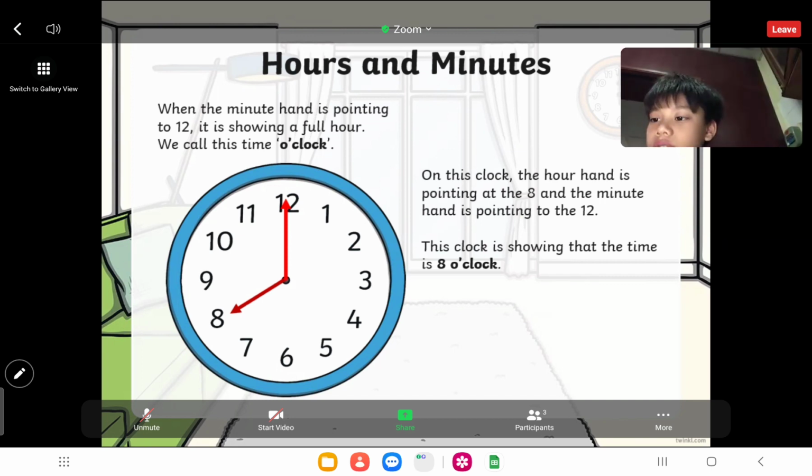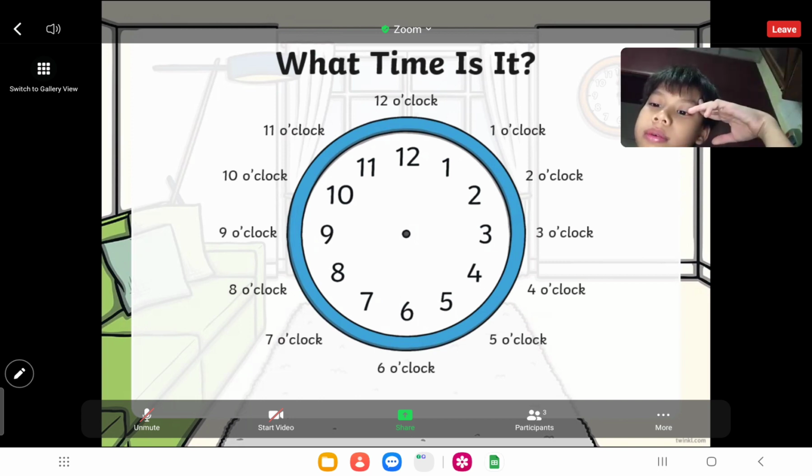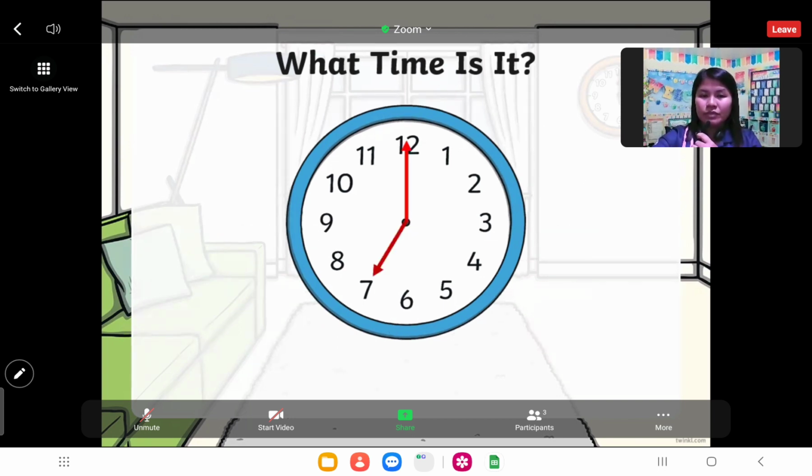Yes. Okay. All right. What time is it? For example, the shorter arrow is pointed at 2 and the longer arrow is pointed at 12. What time is that? Okay, let's go to the next slide so that you will fully understand.